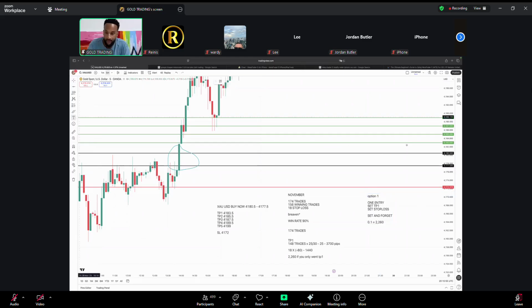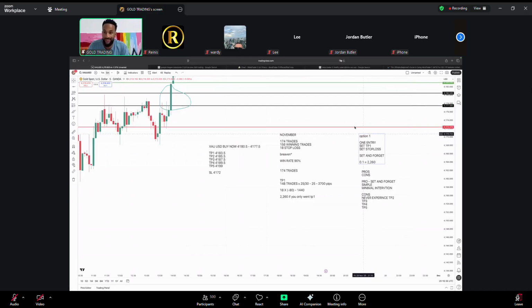Now, I must make something extremely clear to everyone. There are pros and there are cons of every single approach. Nothing is perfect. Okay, the pro here is that you can set and forget. It is very simple and it requires minimal intervention. Okay, you don't have to manage anything. The cons are that you will never experience TP2, TP3, TP4, or TP5, but you will still make money. Okay, understand that there is no perfect solution. That is life, especially in trading. You have to decide out of these options, which is better for you.